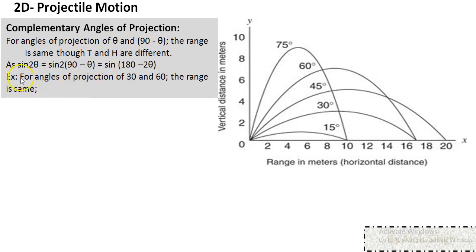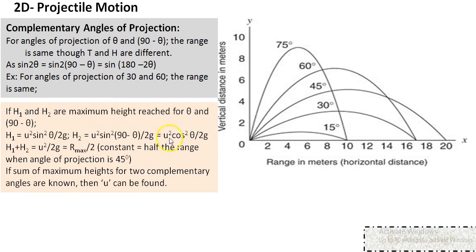The range depends on which term? Only term which varies is sine 2 theta. So if angle of projection is theta, this term is sine 2 theta. If angle of projection is 90 minus theta, it will become sine 2 into 90 minus theta, which is equal to sine 180 minus 2 theta. Sine 180 minus 2 theta is also equal to sine 2 theta. So this term is same for theta as well as 90 minus theta, hence the range is same. So for angles of projection of 30 and 60, the range is same. For 15 degree and 75 degree, range is same. Similarly, for 40 and 50 degree, the range would be same.